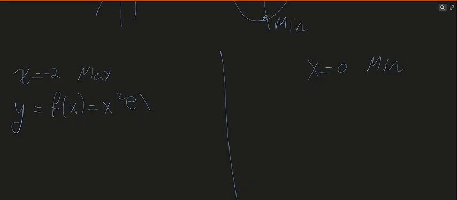That's e to the x. That's basically how we write this function. So in particular, if you want the y coordinate of the point x, any x, you plug that into the function. So y is equal to f of negative 2, and that's going to be equal to negative 2 squared times e to the negative 2.